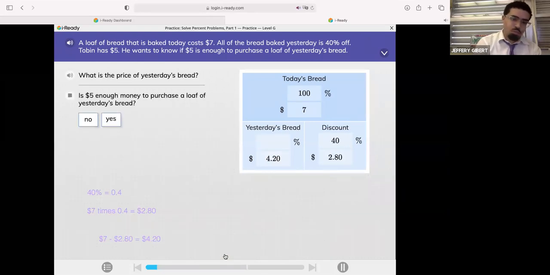Is $5 enough money to purchase a loaf of yesterday's bread? Yes, because $5 is more than how much yesterday's bread costs. Nice work.